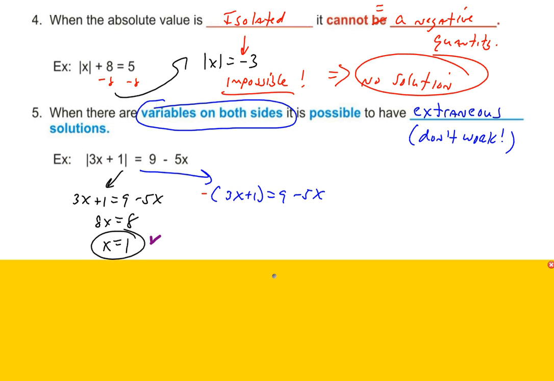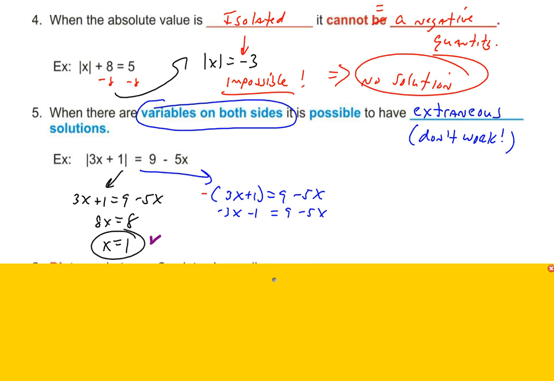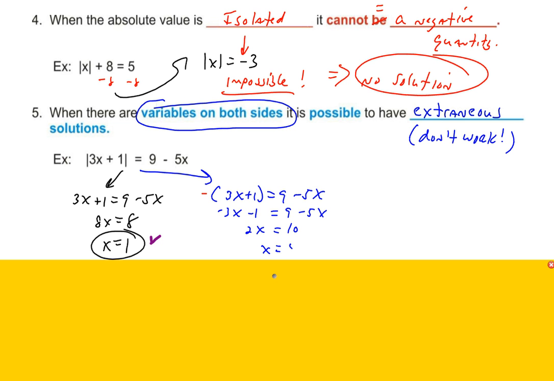All right, let's solve the second one. This is negative 3x minus 1 equals 9 minus 5x. Distribute your negative. Add a positive 5x to both sides, you get 2x on the left. Add a positive 1 to both sides, you get a 10 on the right. Move the 2 by dividing, you get x equals 5. And again, if you guys are thinking as I'm saying them, you should be looking at the problem yourself, so that you're not copying your thinking.